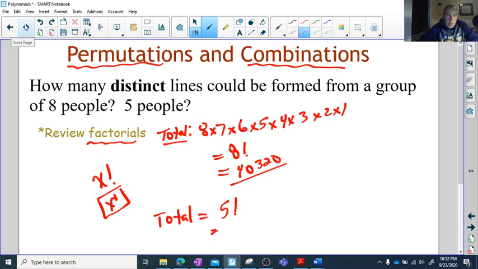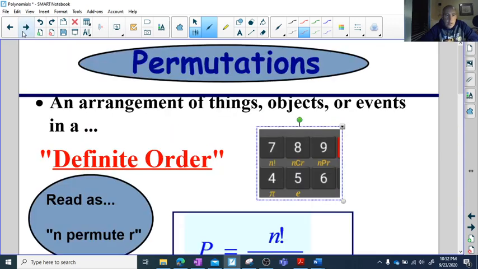But they're different in all calculators, so you may have to hunt it down and try and find that button.